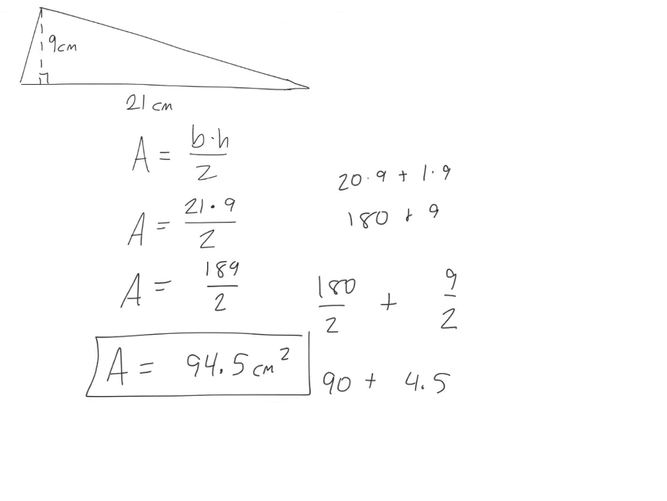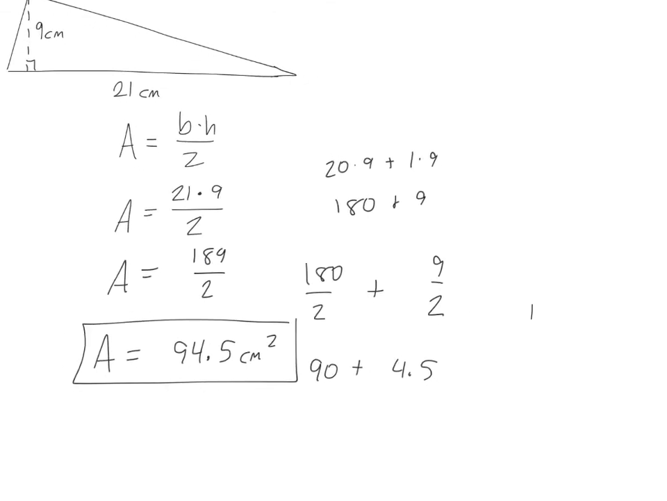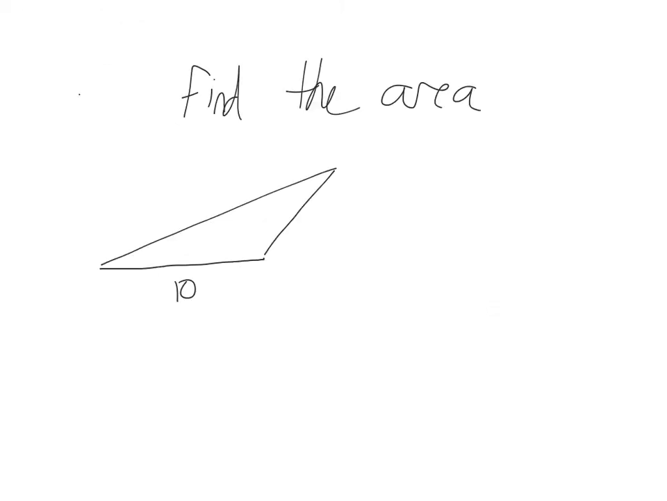And of course, you know, if you can't do it mentally, that's okay. You could always do 189 divided by 2 and kind of do it the long way like that. You'd still get 94.5. Okay? All right, now sometimes we see kind of weird triangles like this. And we're going to find the area, okay?